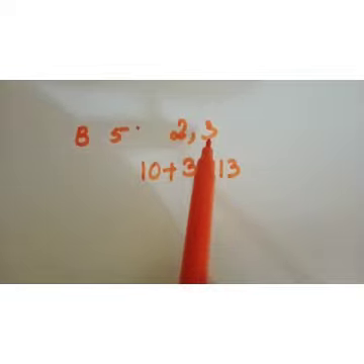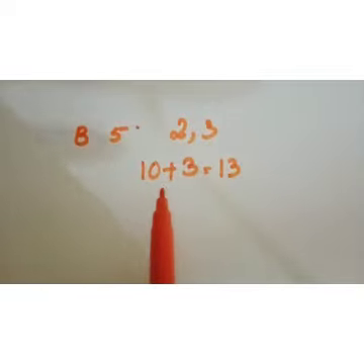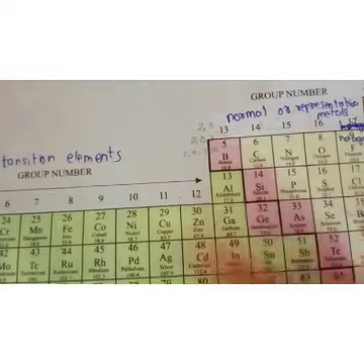How to find the group number? 10 plus number of valence electrons. So 10 plus 3, 13. So the group number of boron is 13.